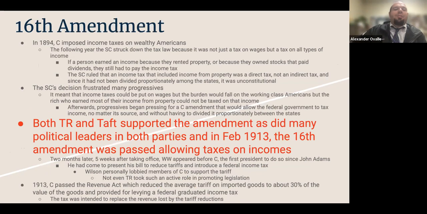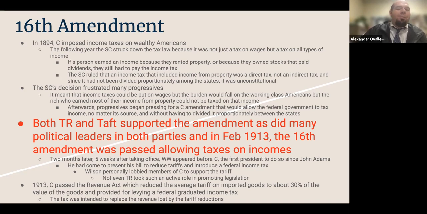16th Amendment, test question. In 1894, Congress imposed income taxes on wealthy Americans. The following year, the Supreme Court struck it down because they said that this tax law was not just a tax on wages, but a tax on all types of income. So if a person earned income because they rented property or because they owned stocks that paid dividends, they still had to pay the income tax.